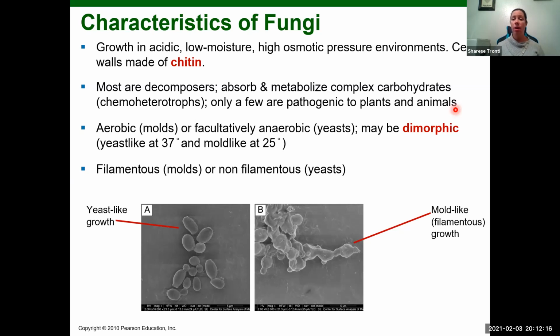Fungi commonly grow in acidic, low moisture, and high osmotic pressure environments. What I just described to you is the environment of the skin, right? So this is where we're going to be finding fungi quite commonly, on the skin. The cell walls of fungi are made of chitin.